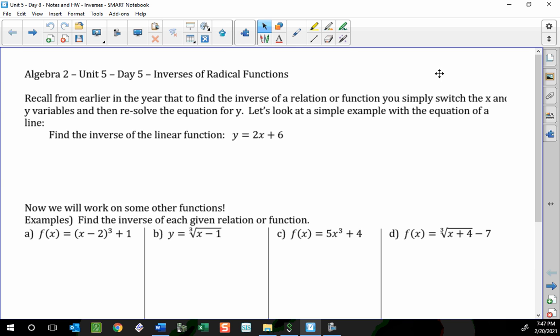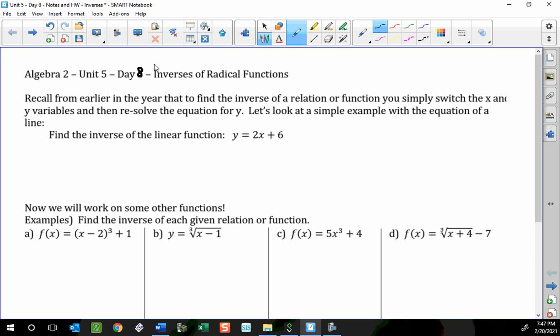So today you have to learn about inverses, and this is not day 5, this is day 8. So just change that for me, I'll change it on your file, but anyway. All right, this is the last thing we have to do in Unit 5.